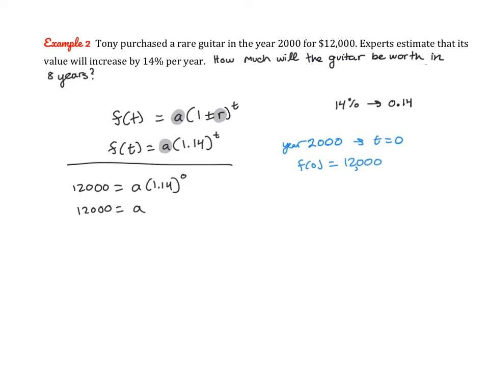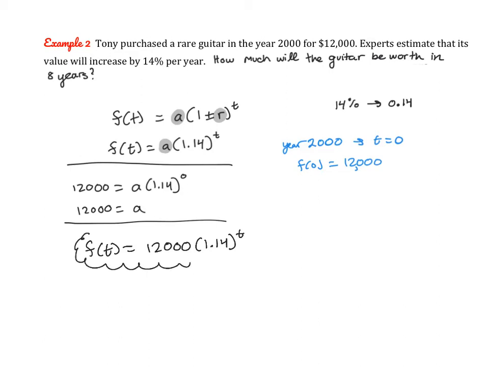So t equals 0. Anything to the power of 0 is 1, so that means that a is equal to 12,000. You guys are going to see that in this formula, a is always going to be the initial value of your investment or your purchase. So we can use that for future models. But of course, you can always just plug in a point that you know to help you find a. So our function is f of t equals 12,000 times 1.14 to the power of t. This is our model.